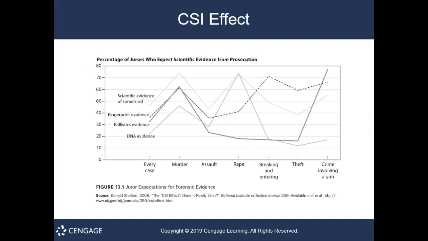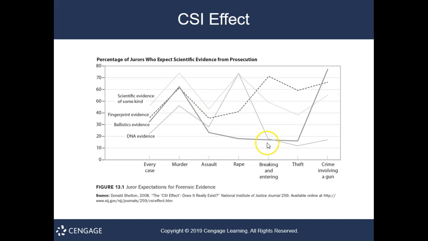All right. Here's the CSI effect. Percentage of jurors who expect scientific evidence from the prosecution. Depending upon the crime, it varies. In murder, of course, you expect a lot, as you might imagine. Assault, maybe less. Theft, of course, less. Breaking and entering, maybe. Rape case, we expect a lot, as you might imagine. Crime involving a gun, absolutely. And so it makes sense that we would have lower expectations in assault and breaking and entering.